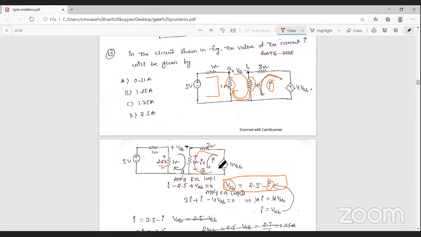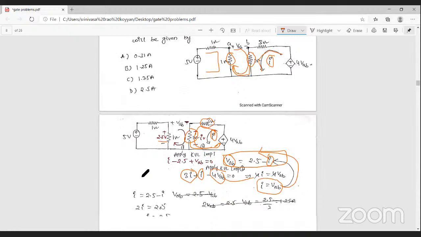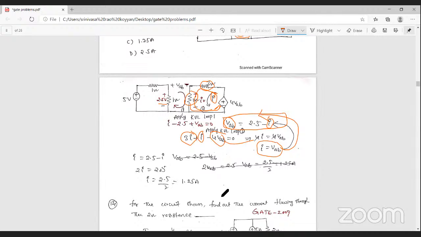Again, the current is entering into 1 ohm resistance. What is the voltage? That is I into 1, I. Again, the current is entering into this source. What is the voltage? That is VAB minus 4 is equal to 0. So from this equation, I is equal to VAB. So this equation is substituted here. Then you can get the current value, that is 1.25 amperes. Okay.